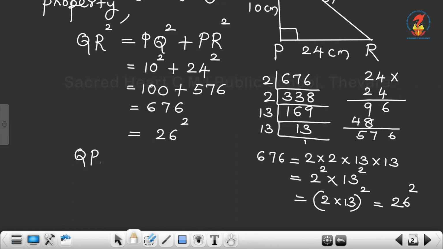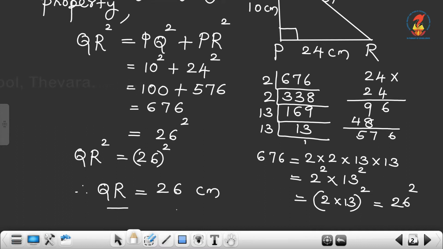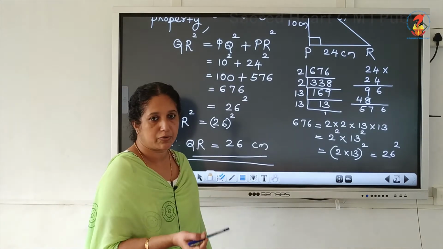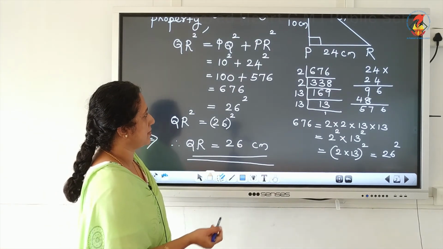Therefore, QR square is equal to 26 square. Therefore, QR is equal to 26 centimeter. QR square is equal to 26 square, which implies that QR equal to 26 centimeter. So, what is the length of QR? Length of QR equal to 26 centimeter.